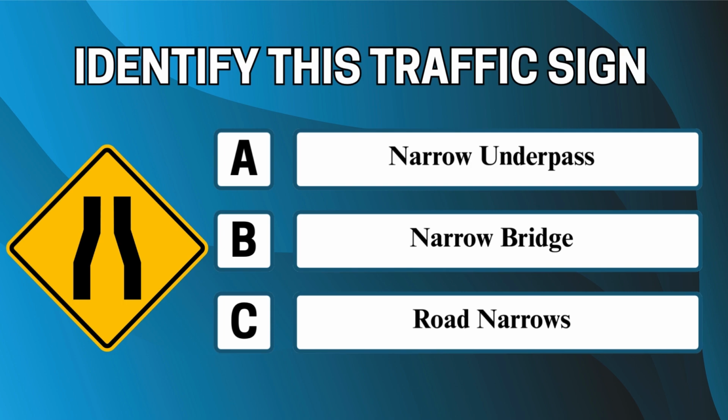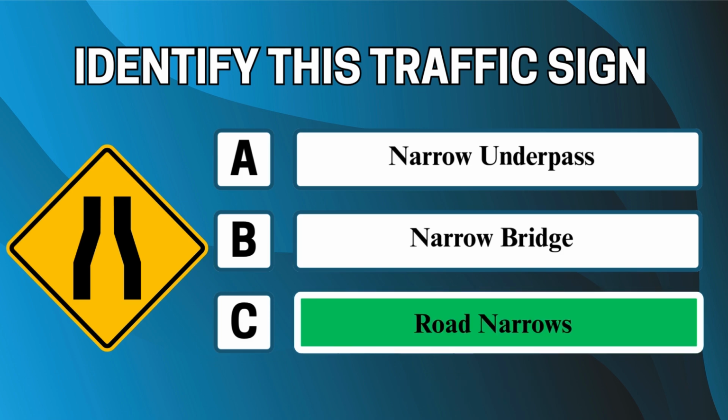Identify this traffic sign. A. Narrow underpass. B. Narrow bridge. C. Road narrows. That is right, it is the road narrows sign.